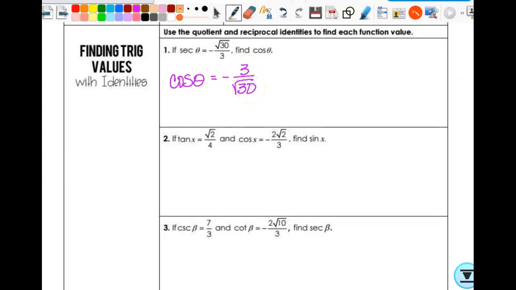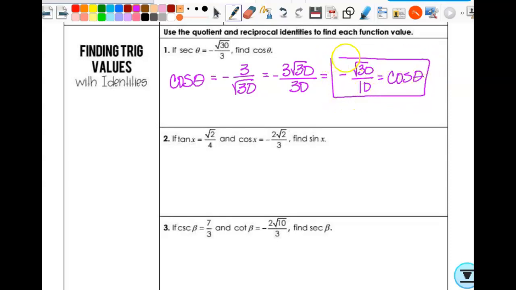And then the rest of that is just simplifying your square roots. So that'll be negative 3 square roots of 30 over 30. And then I can reduce that to get negative square root of 30 over 10. And that is cosine theta. Okay. Questions about that?